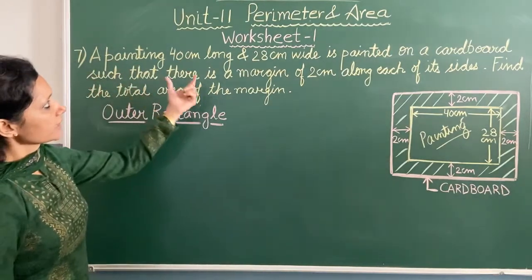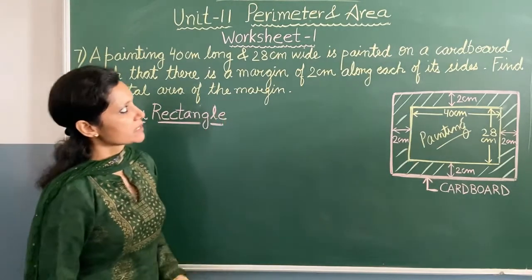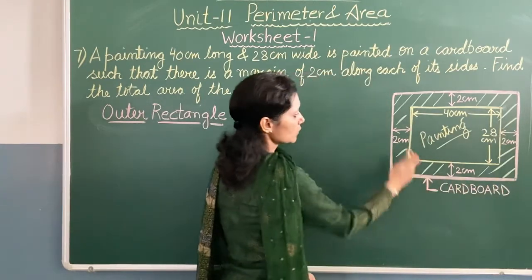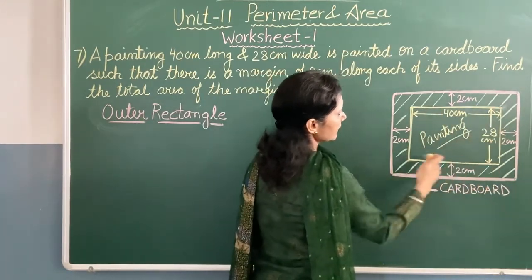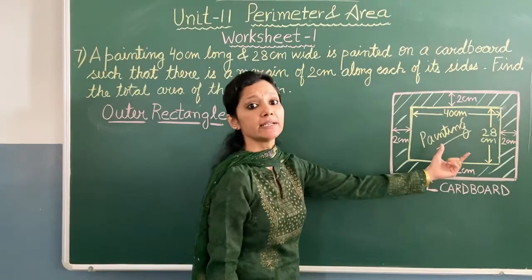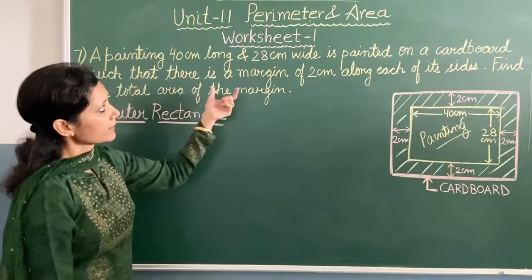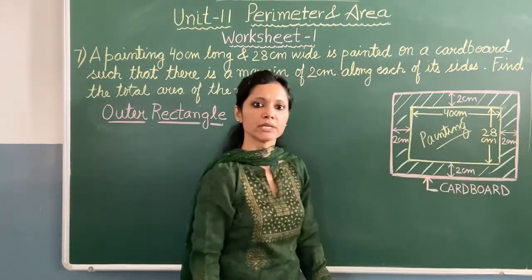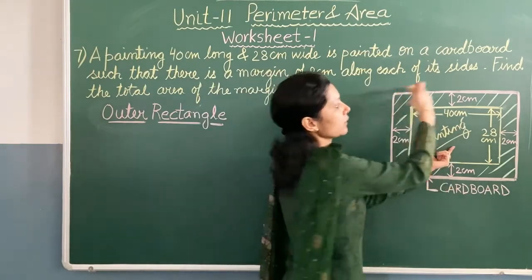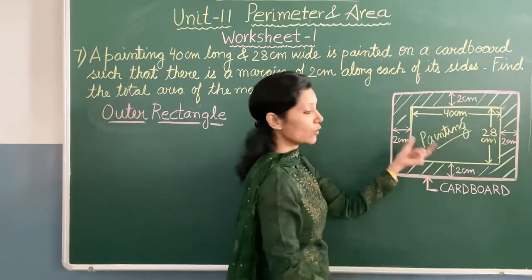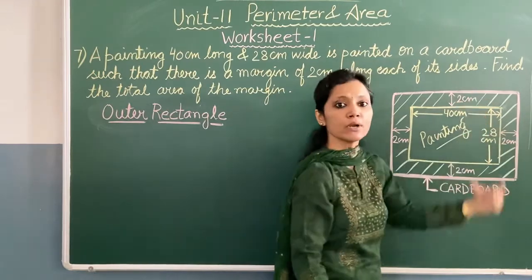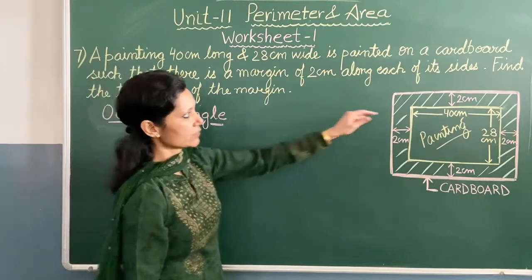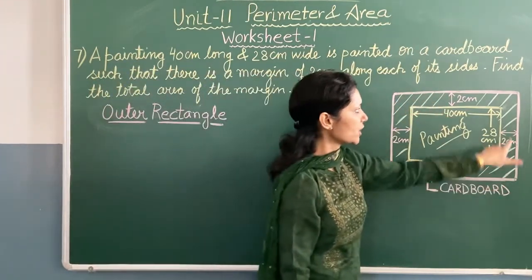A painting 40 centimeters long and 28 centimeters wide is painted on a cardboard. So let this outer rectangle denote the cardboard and this inner rectangle denote the painting that is being painted on the cardboard in such a manner that there is a margin of 2 centimeters all around it on the cardboard. Fine. So this painting is painted on this cardboard such that there is a margin of 2 centimeters around it on all sides. Now the question is to find the total area of the margin. So we have to find the area of this shaded portion.